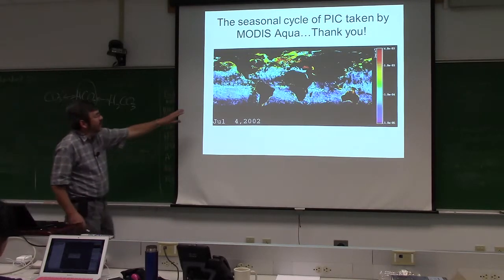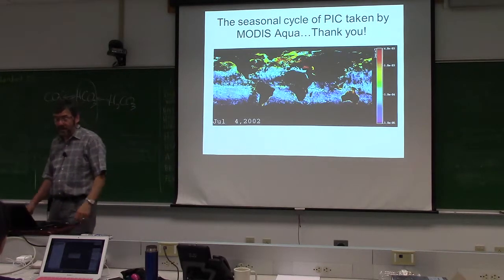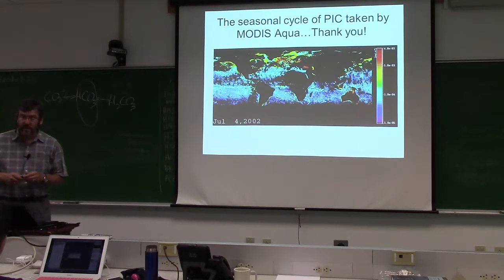And I didn't mention, this area down here that I was showing of high calcite, we call it the Great Calcite Belt now, because it really does appear to be related to the abundance of coccolithophores. So I'll quit there and take questions.